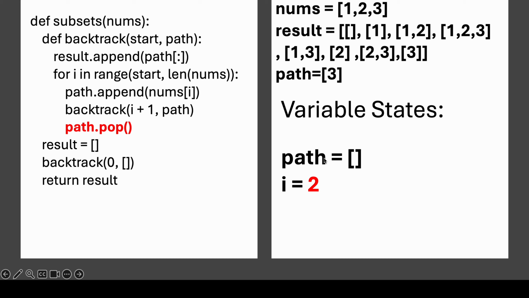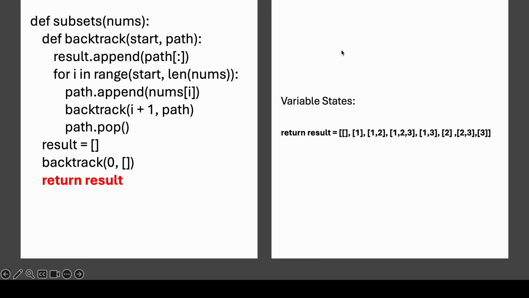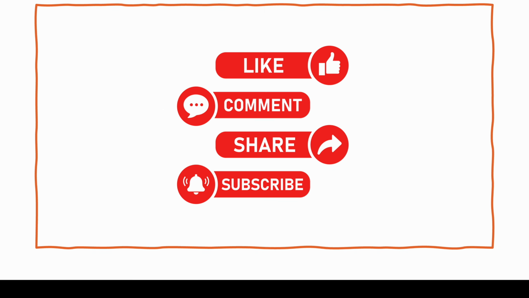The path is going to be empty at this point, and we're back to the root node, which means we cover all possible locations in the tree, and now we're going to return. So now we're going to return the result, and that's it for our recursive backtracking approach.